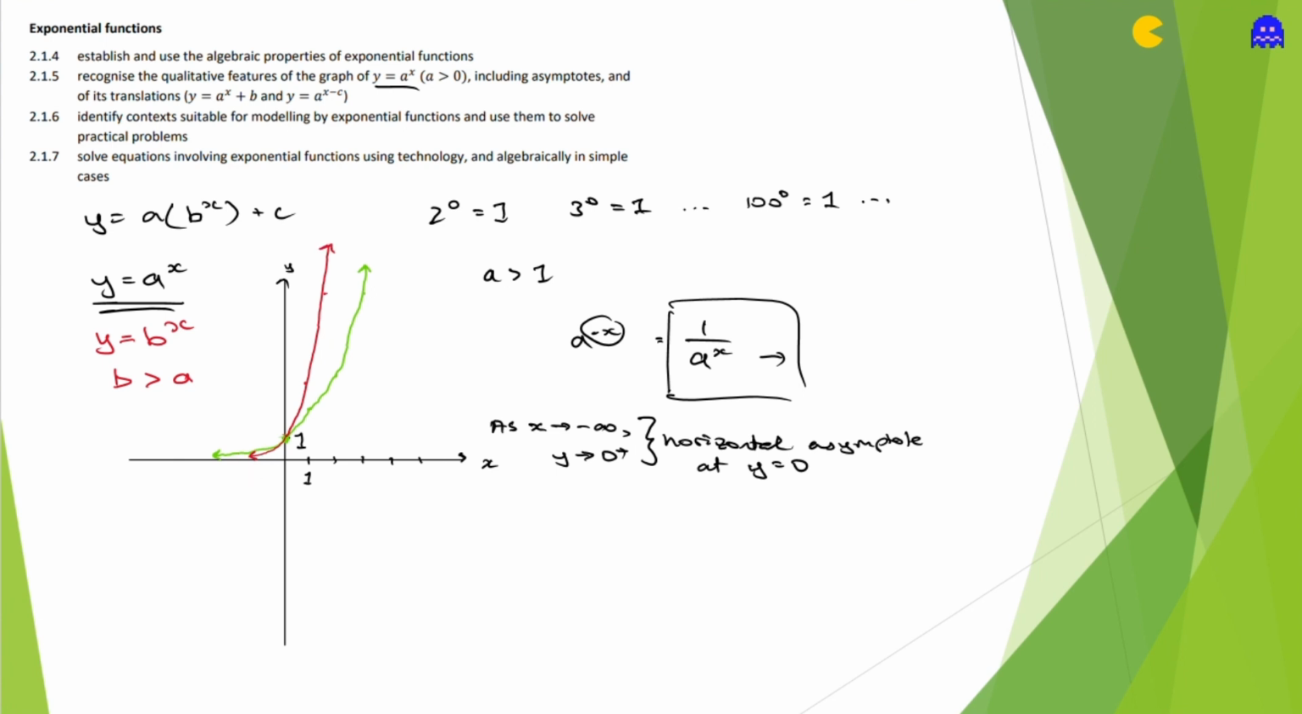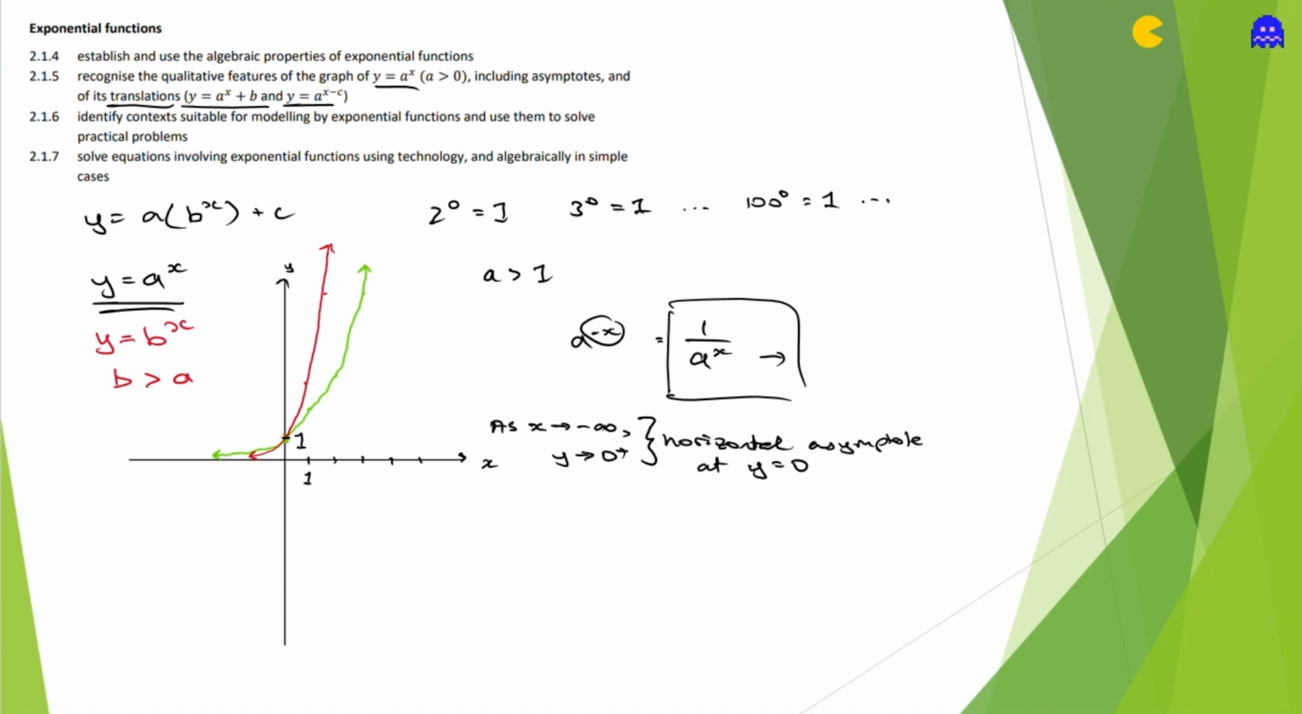Okay, cool. So those are the two key characteristics of exponential graphs: we have our horizontal asymptote, and we pass through the point (0, 1). Now, if we look at translations of graphs, so y equals a to the x plus b, or y equals a to the x minus c, let's have a look at that.